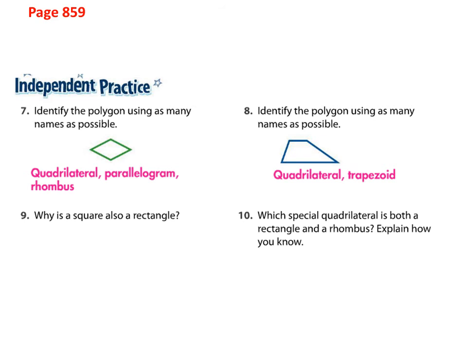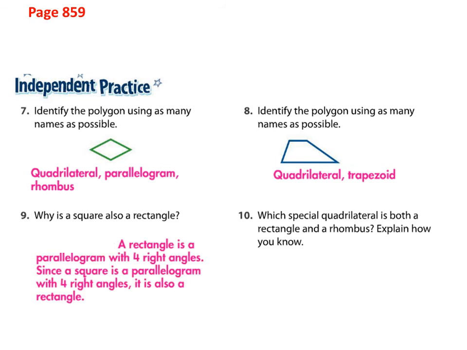Question 9. Why is a square also a rectangle? Sample answer. A rectangle is a parallelogram with four right angles. Since a square is a parallelogram with four right angles, it is also a rectangle.